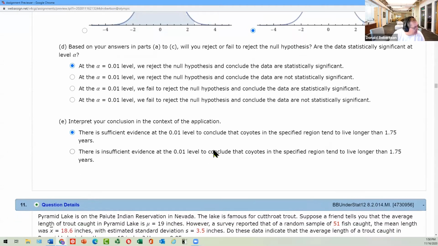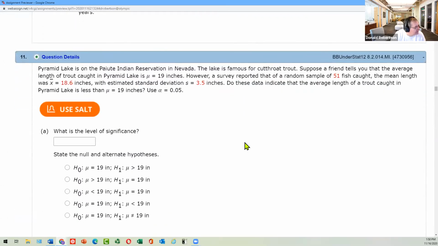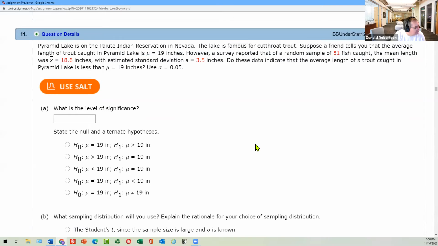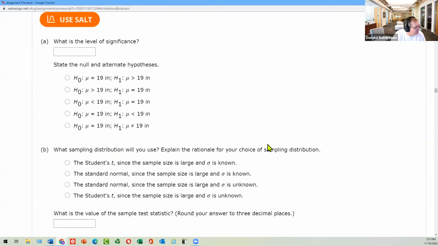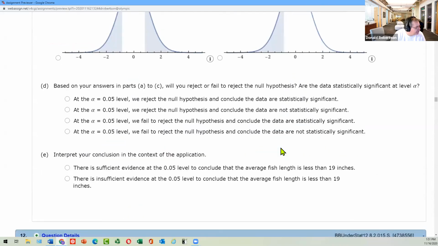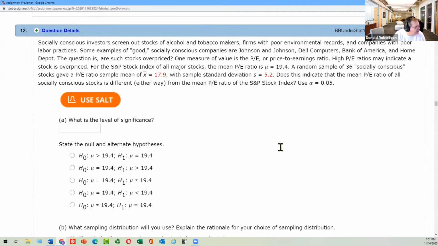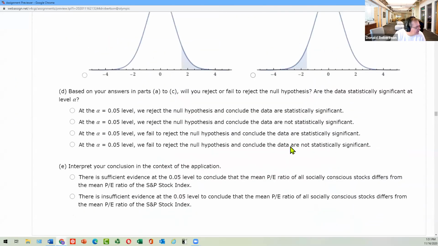God, these take longer than I was hoping. That one's a bit trout. I don't know if I want trout. No, I don't want stocks.